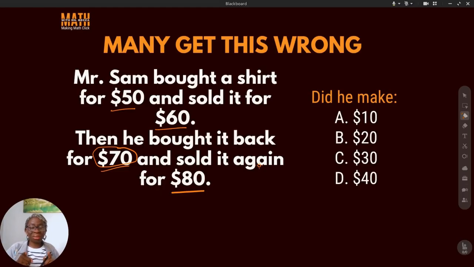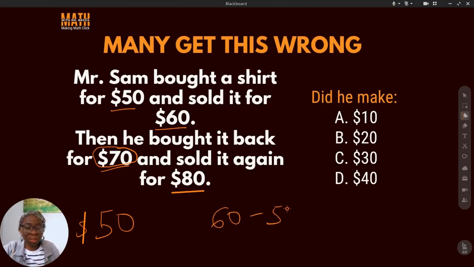Let's start with the first statement. It says Mr. Sam bought a shirt for $50. So he bought it for $50 and then he sold it for $60. So let's first calculate the profit he made first. He first made 60 minus 50. So that means for his first sale, he made a profit of $10.